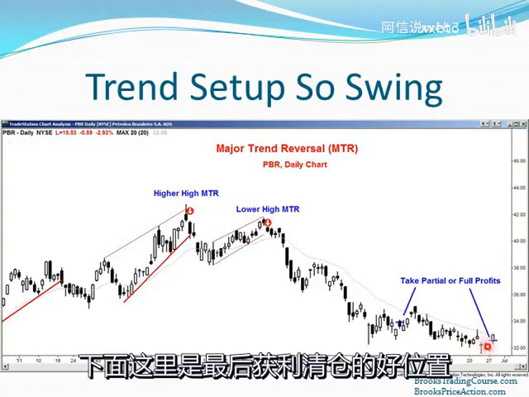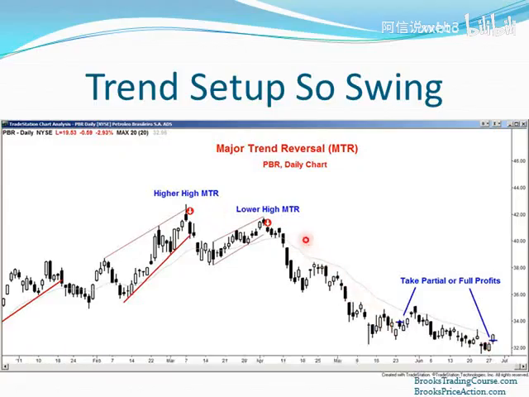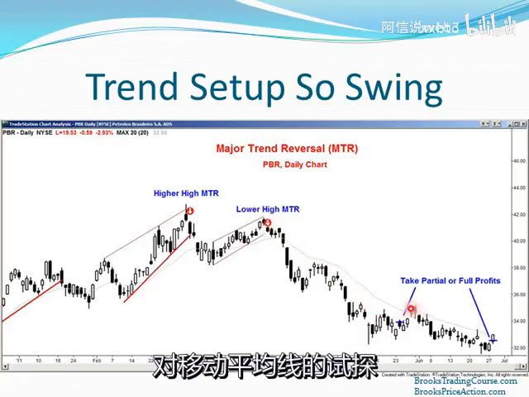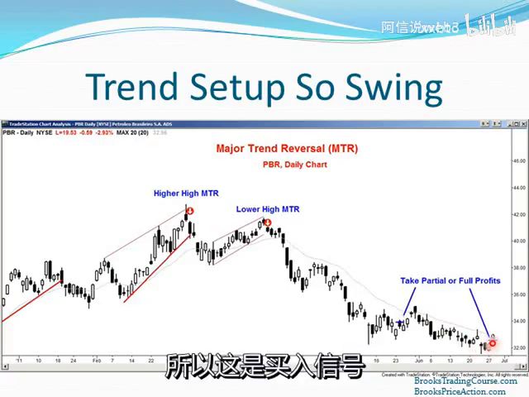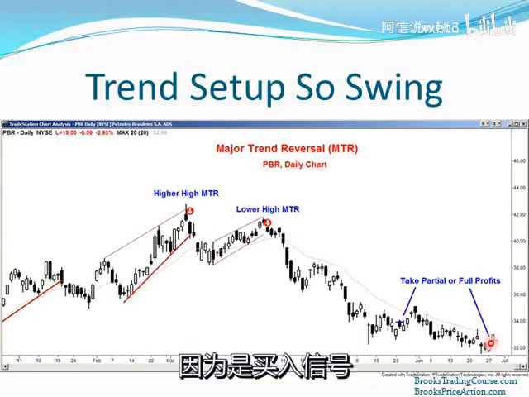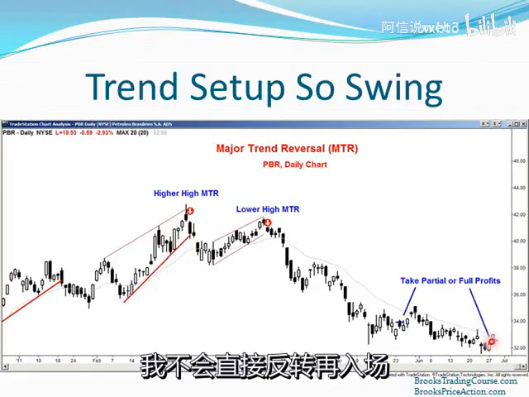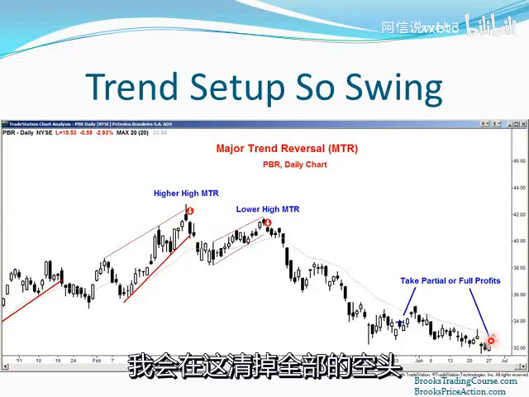Down here, probably a good location for final profits, because now this might be a lower low major trend reversal. At this point we have a bear trend, right? I don't have the trend line drawn in. We have a break of the trend line, a test of the moving average, and now a lower low, and we have a 2-bar reversal with a bull body. So this is actually a buy signal for a lower low major trend reversal, a bottom. And since it's a buy signal, I would get out of shorts. I don't like to reverse, so I probably would not reverse. But if I was still short, I would get out of all my shorts at this point.